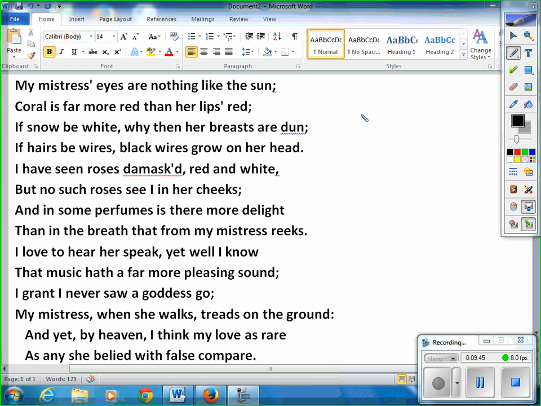Now, here's the deal. Italian sonnets, you only have 8 lines to set up this opposite kind of thing, but then you have 6 lines to explain it, right? In a Shakespearean sonnet, you set up an idea for 12 lines, and you have 2 lines to explain it. It's pretty crazy.